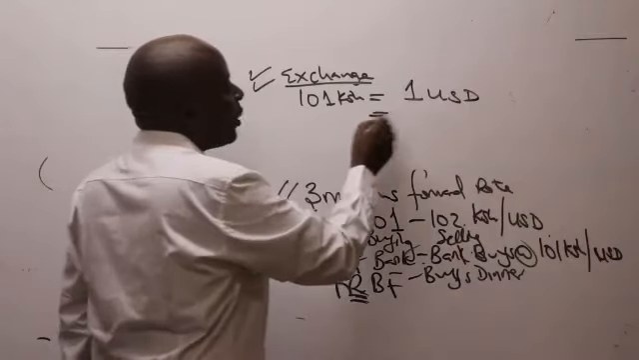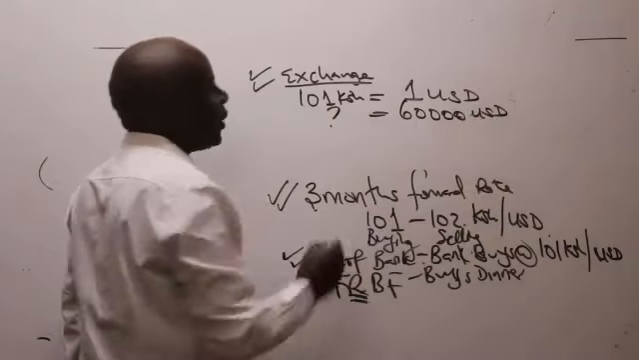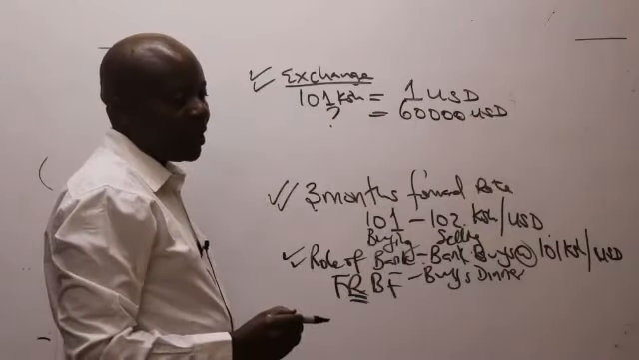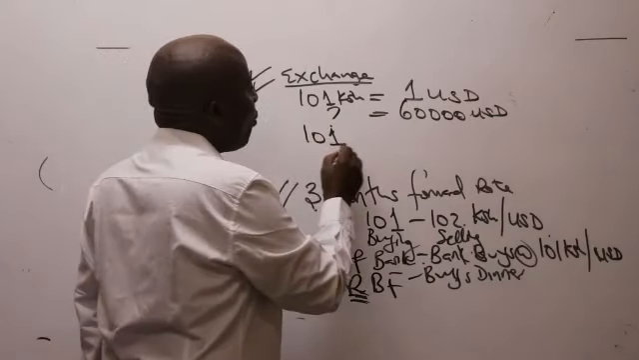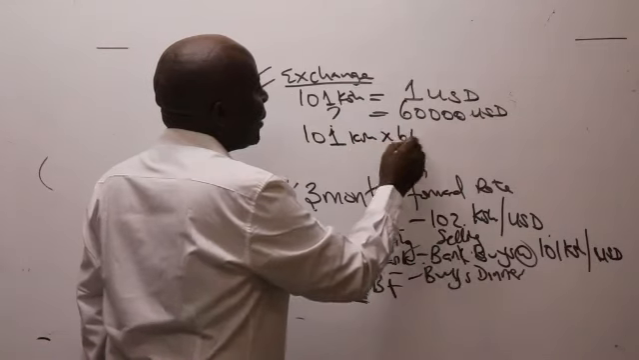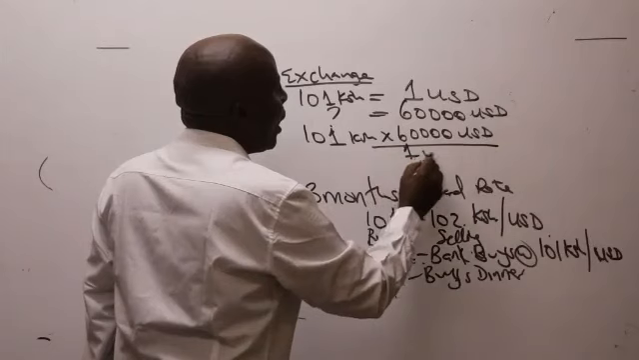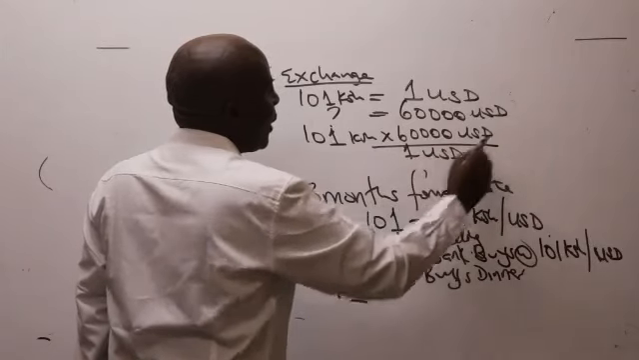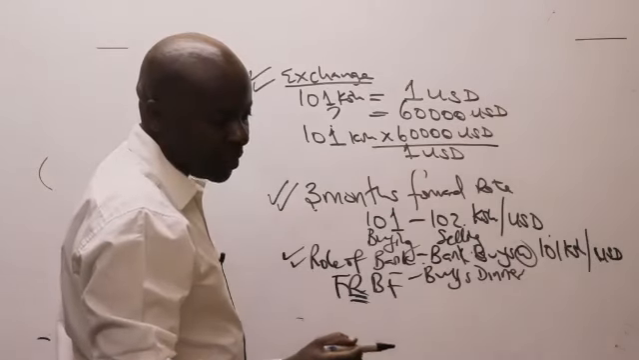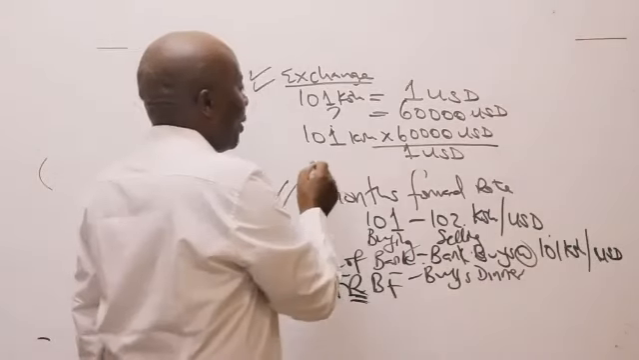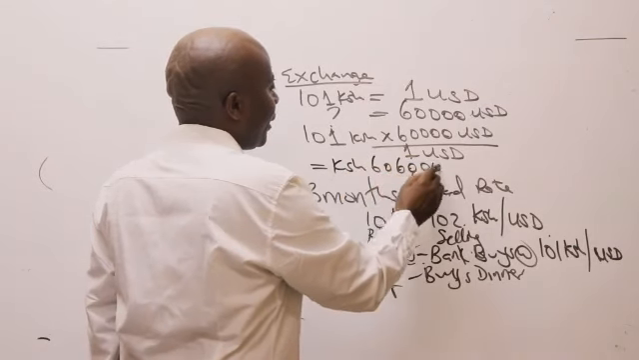Then how about 60,000 US dollars? If you cross multiply here, it will be 101 Kenya shillings times 60,000 US dollars all over $1. So this and this will cancel out, giving me the Kenya shillings there. So at the end of the day, it will be Kenya shillings 60,000.